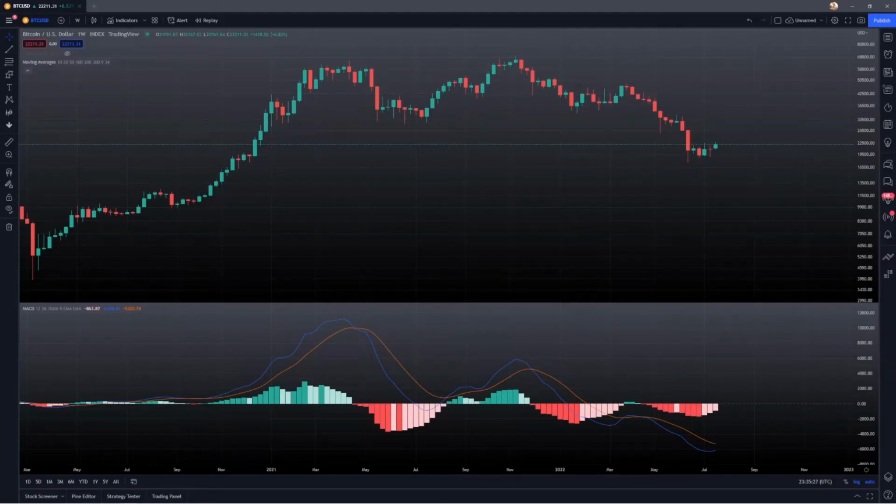Today I'm going to be talking about how the bear market trend is starting to weaken and this indicator is beginning to suggest we might have a low in place.